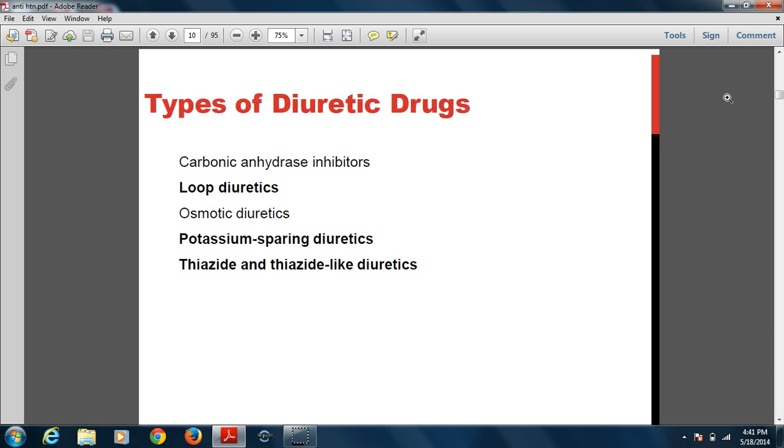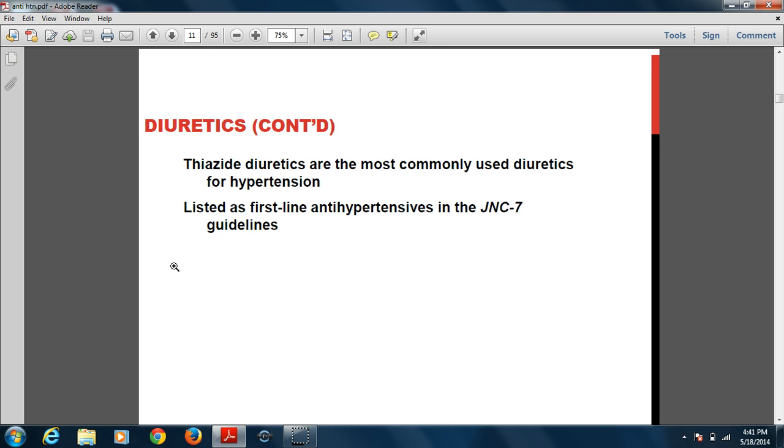So next we're going to talk about the types of diuretics. The diuretics that we're going to focus on when we talk about hypertension are the loop diuretics, the potassium-sparing diuretics, and the thiazide or thiazide-like diuretics. So we'll talk first about thiazide diuretics. The thiazide diuretics are by far and away the most commonly used diuretics for hypertension.